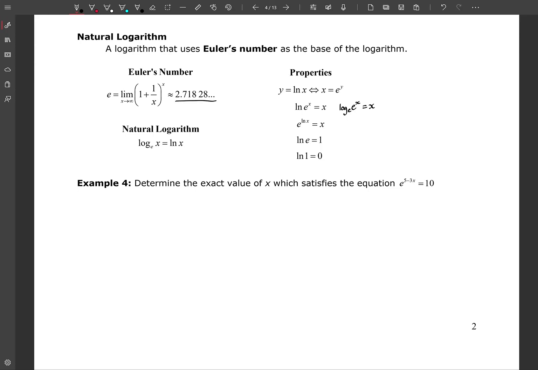Anyway, so example 4. Determine the exact value of x which satisfies the equation e to the power of 5 minus 3x equals 10. So let's do this.